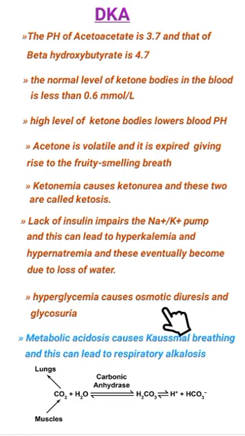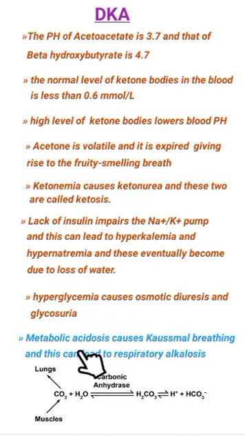Hyperglycemia can cause osmotic diuresis and glycosuria. So what is osmotic diuresis? Osmotic diuresis is the loss of water. Water is being lost because it cannot be reabsorbed, due to the presence of glucose. So we are going to have osmotic diuresis. And glycosuria is simply the presence of glucose in the urine.